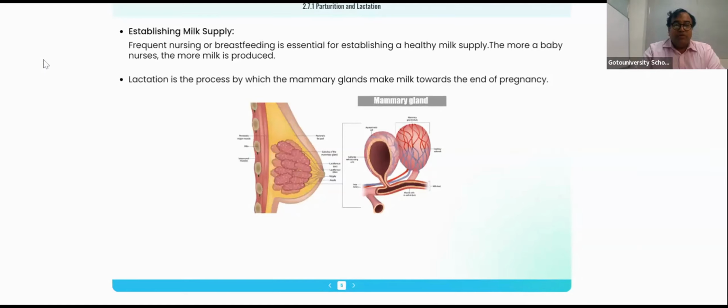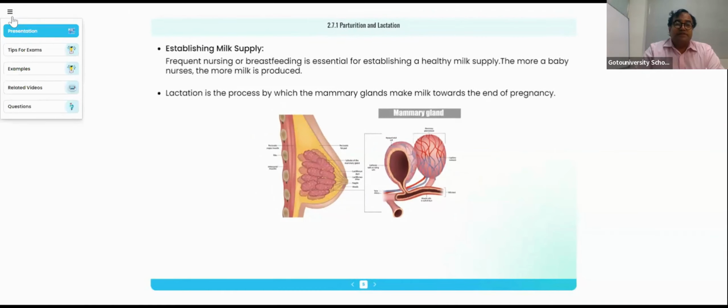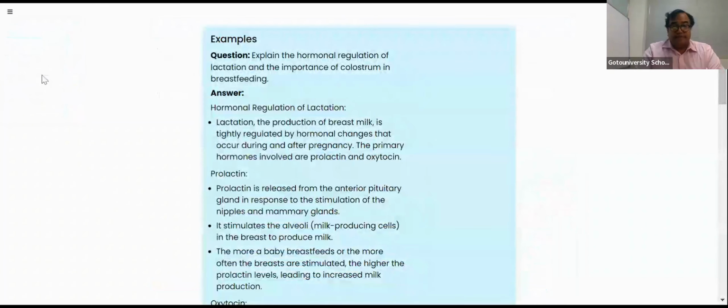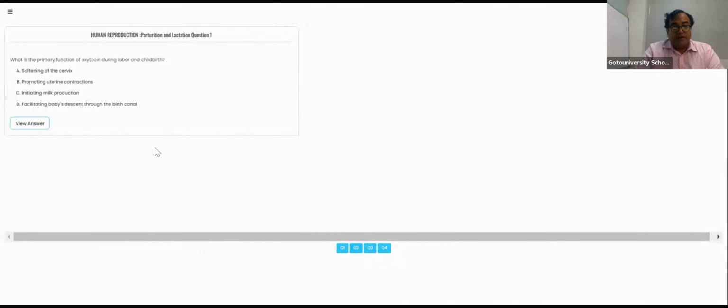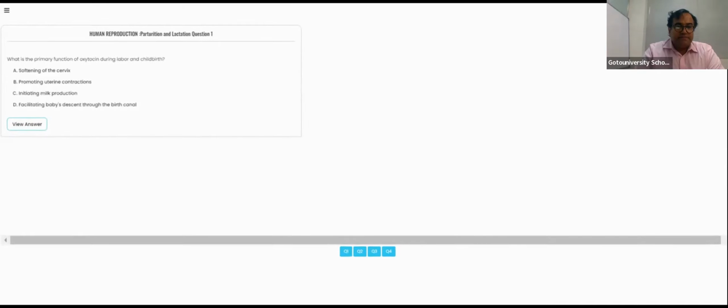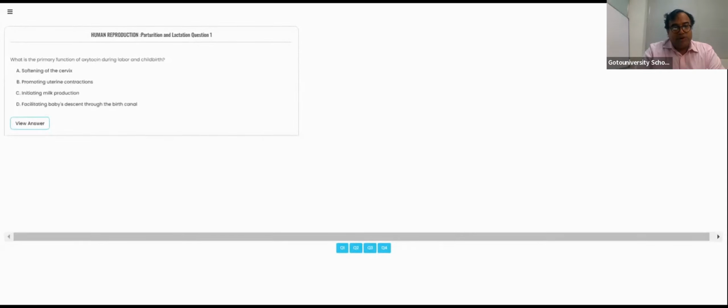Now, we'll go for a few important tough practice questions. We already discussed colostrum and hormones, and then the questions. So listen to this calmly. What is the primary function of oxytocin during labor? Of course, it softens the cervix. Softening the cervix, then the baby will be delivered more properly, right?